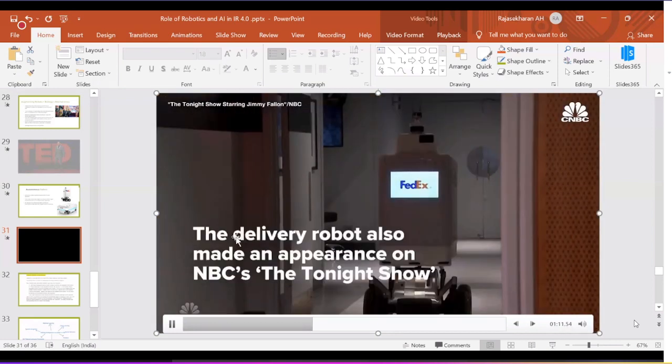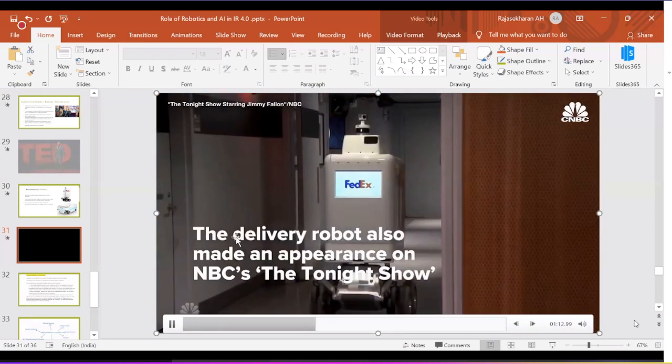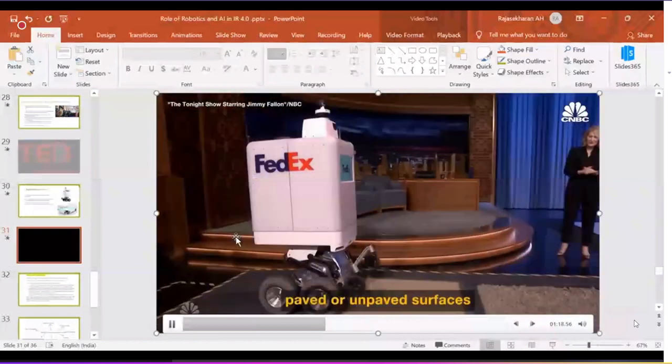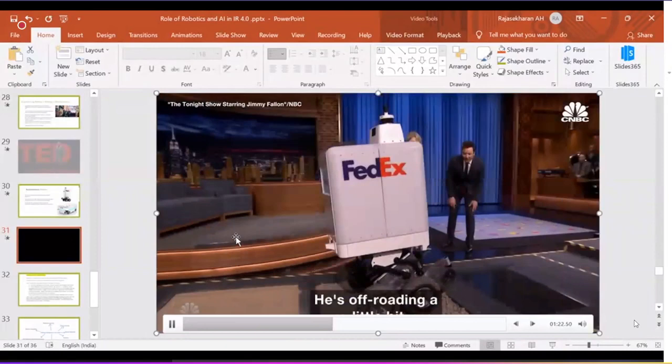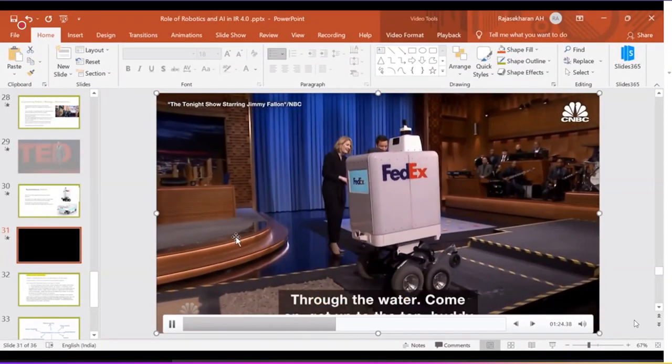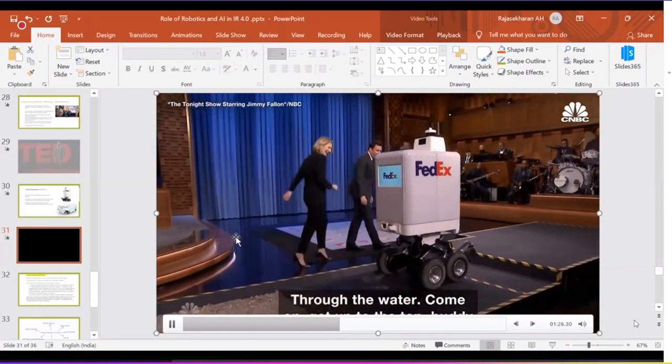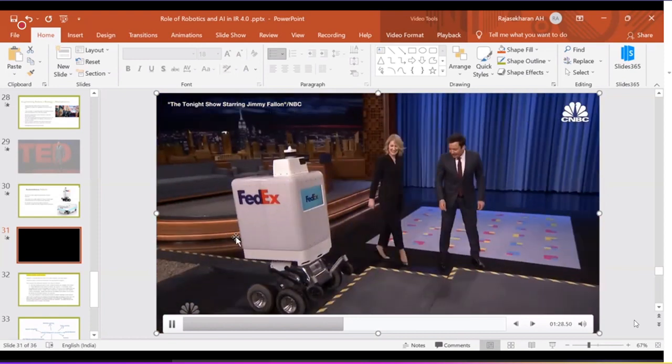This is insane. This is the future here. So it can go on paved or unpaved surfaces. So he's on the beach right there. Now he's off-roading a little bit. Through the water. Come on, get up to the top, buddy. Can he do it? He can do it.